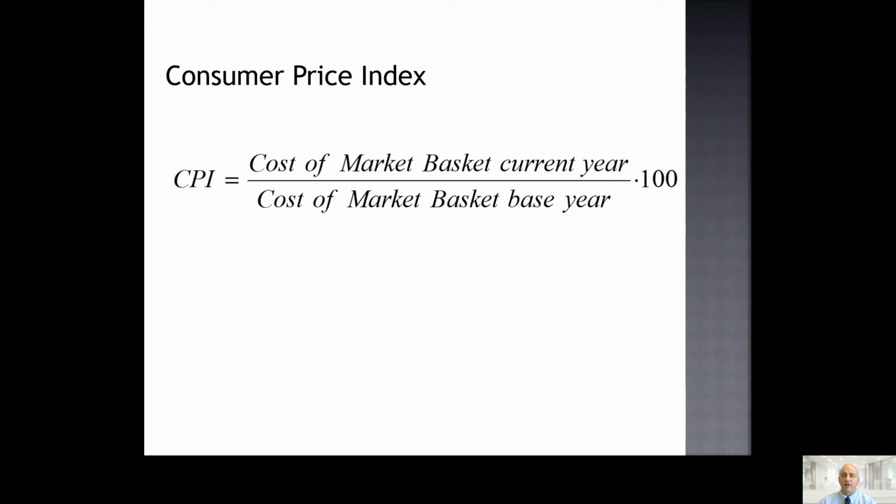So there is a formula. The Consumer Price Index is essentially how much a market basket of goods costs now relative to how much the market basket of goods cost in a base year.